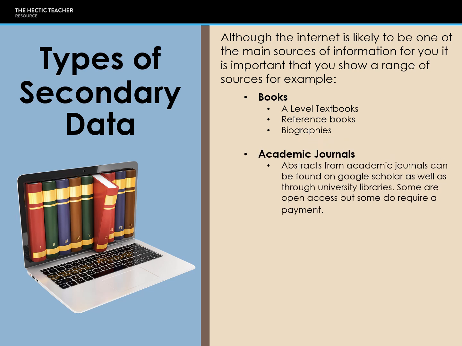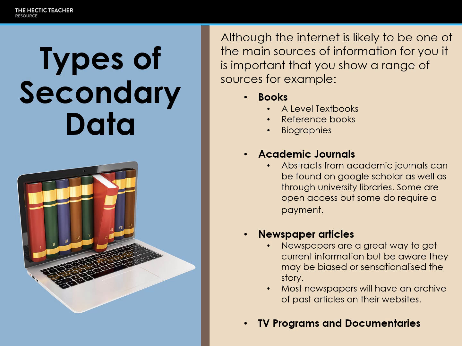Academic journals are great. These are from university PhDs, lecturers, etc., who are very narrow in what they're researching, so they can be quite specific. Most can be found on Google Scholar as well as in university libraries. Some are open access, but some do require payment as well. And as I said, academic journals, you can find the hard copies, but you can also find digital copies as well. Don't forget about newspaper articles.